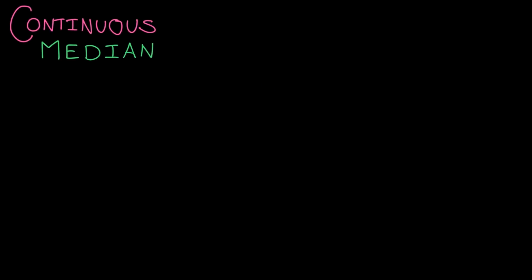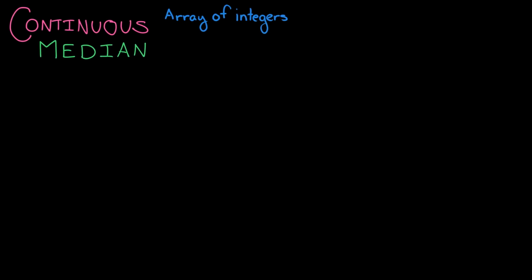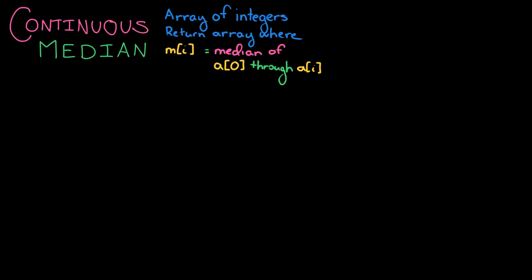Today we're going to cover the continuous median problem. The continuous median problem goes as follows. You have an array of numbers that you're reading in, one after another, and after each number you want to print the median of all the numbers thus far. So how can we do this?